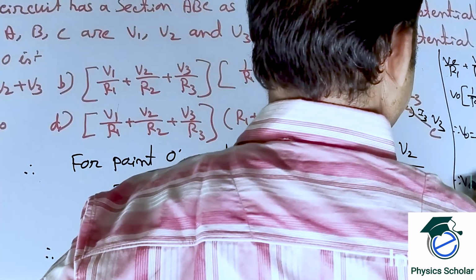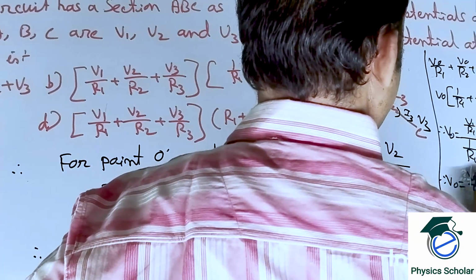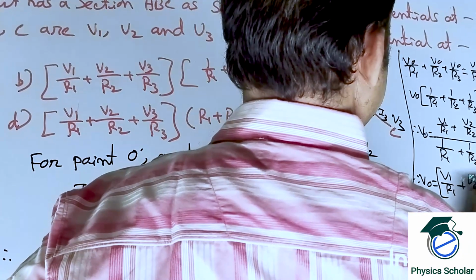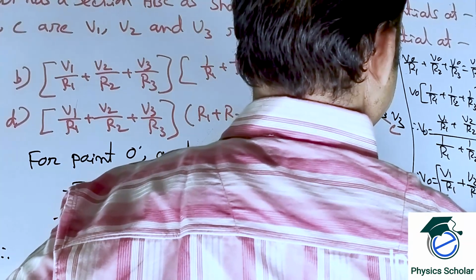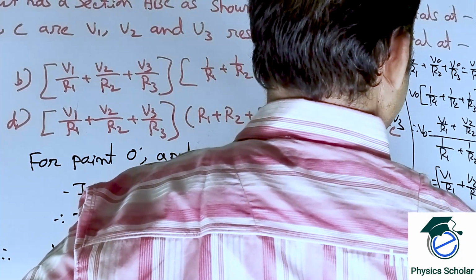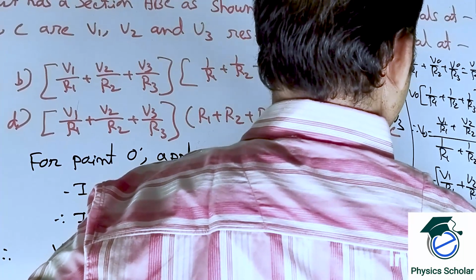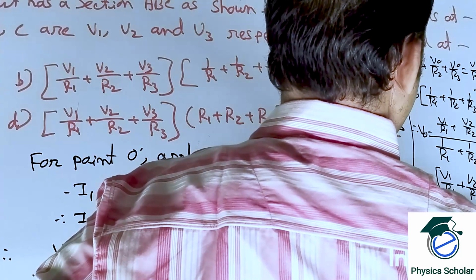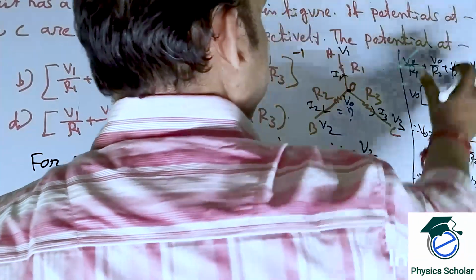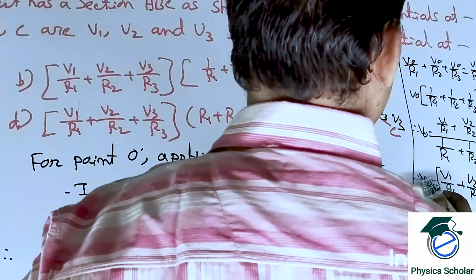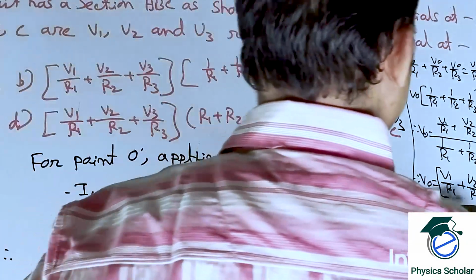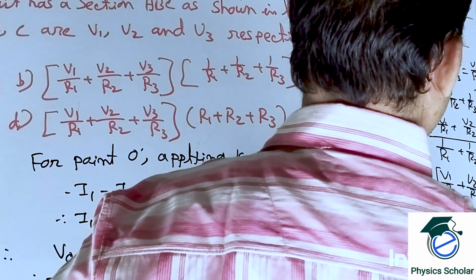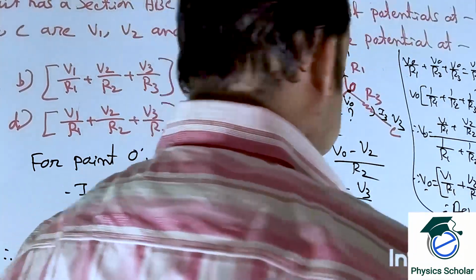So what we can write? V0 is equal to (V1/R1 + V2/R2 + V3/R3) into (1/R1 + 1/R2 + 1/R3) whole to the power minus 1. Why? Because it is division, so it will be whole to the power minus 1. So we have to find out the voltage at point O. So what is the option? The answer will be option number B. That is the correct option.